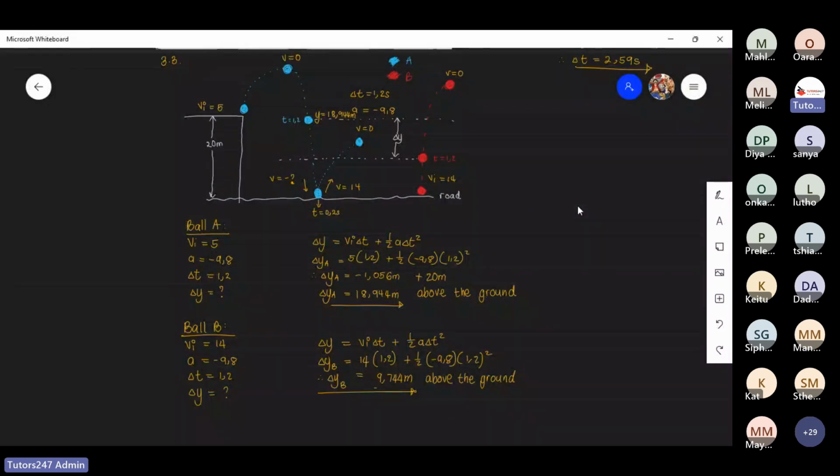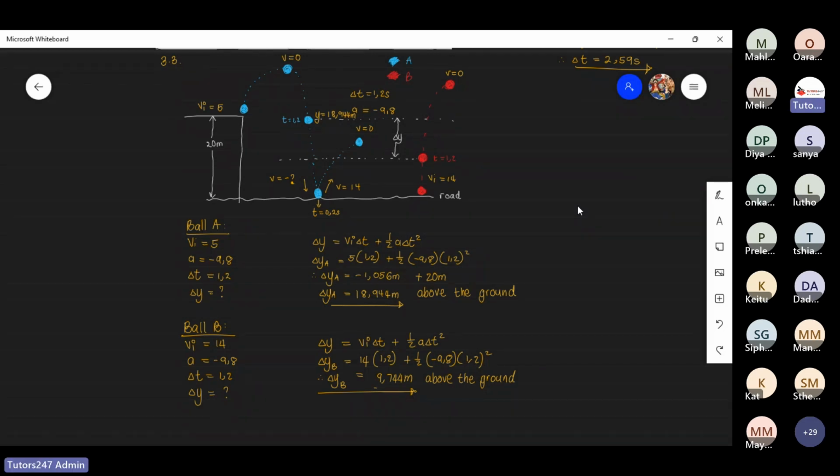Whereas the displacement of ball A, because it was coming from the sky to the ground, from the top to the bottom, was from the 20-meter mark going downwards. So that 1.056 only accounted for the distance from the 20-meter mark to where it stopped. It did not account for the height above the ground. That is why we needed to do the additional step. So understand displacement. It will make life easier for you.